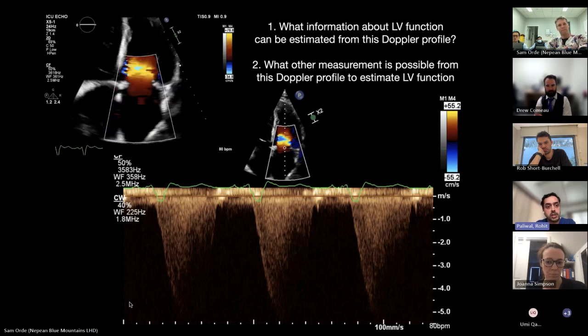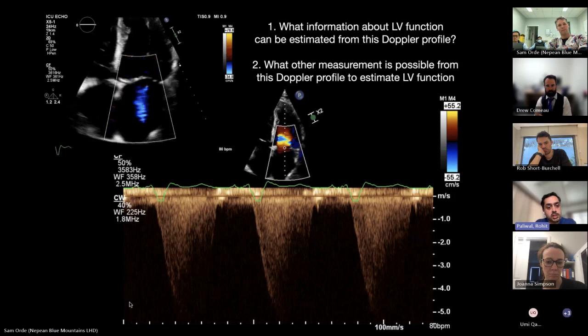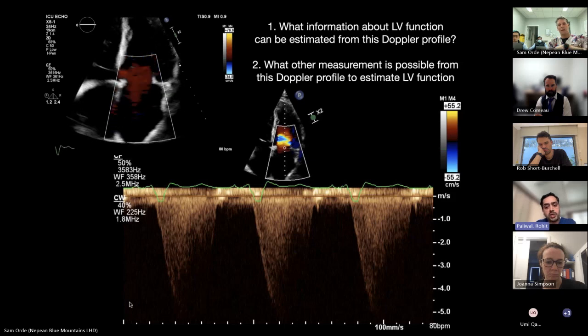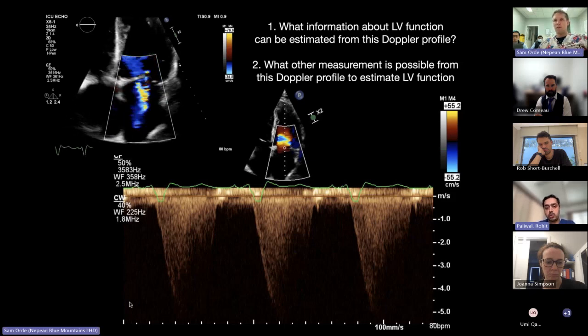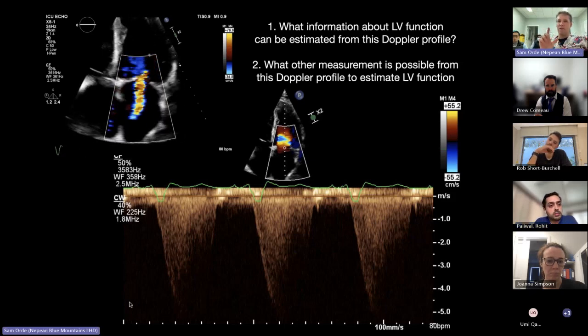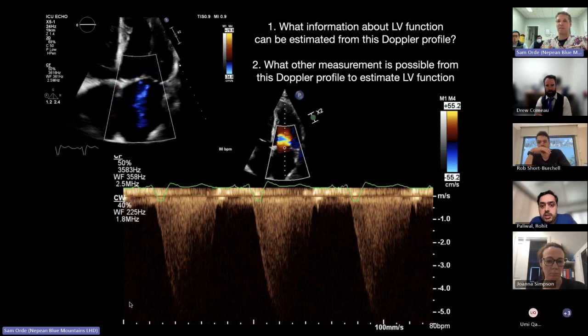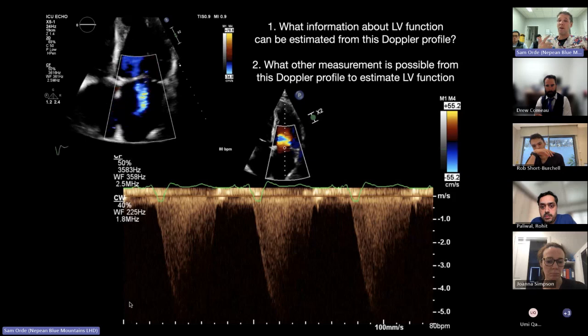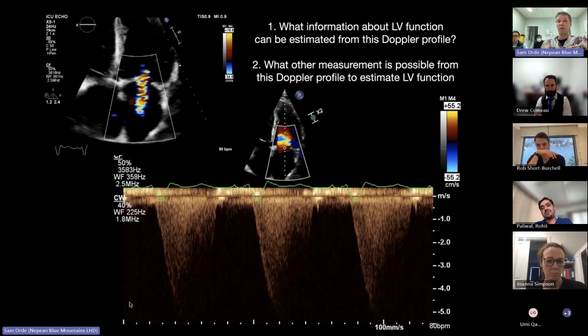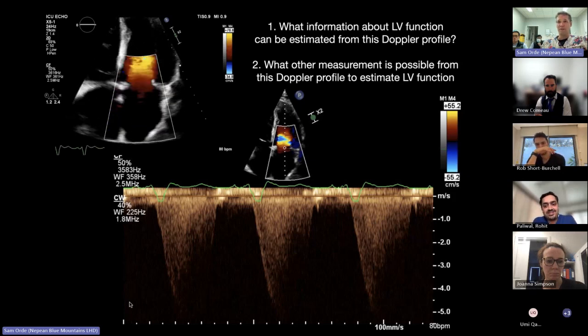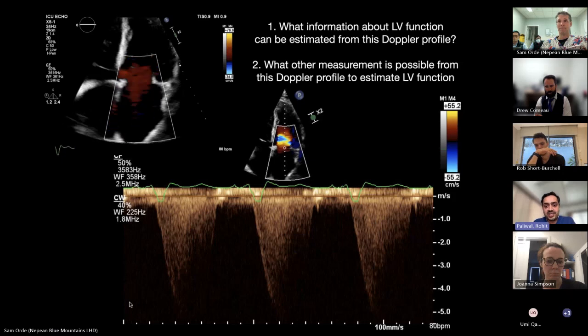Okay. Doesn't look like severe. The mitral regurgitation jet looks like it's almost reaching the posterior LA wall, but the profile is not looking complete and it's not looking very dense. Tell me more about the LV function. So the question for this one is, what information about LV function can be estimated from the Doppler profile, and what other measurements are possible on this Doppler profile to estimate LV function? My apologies, I didn't look at the question.